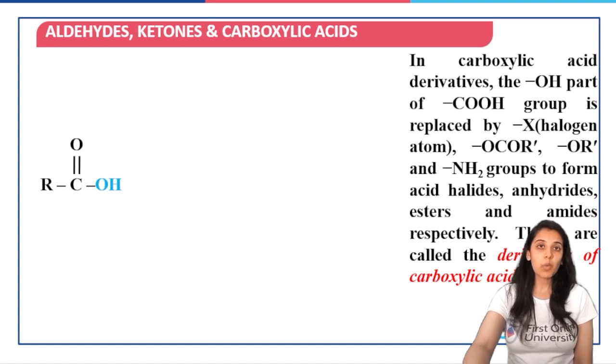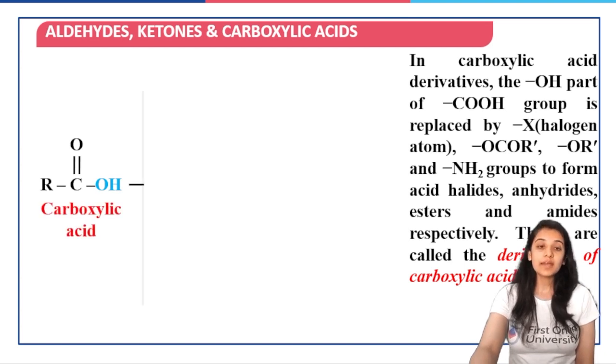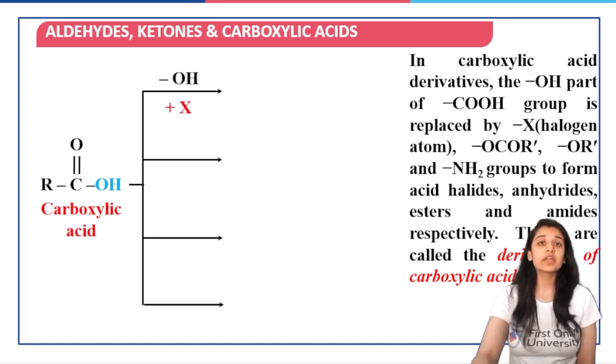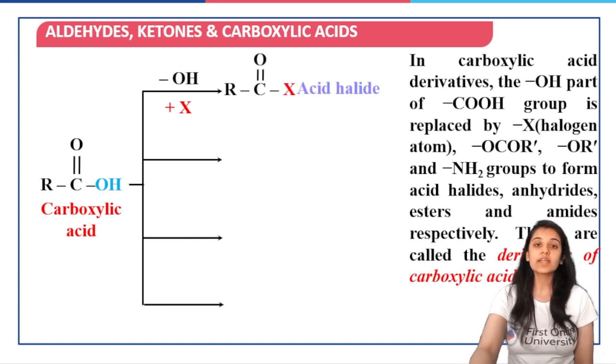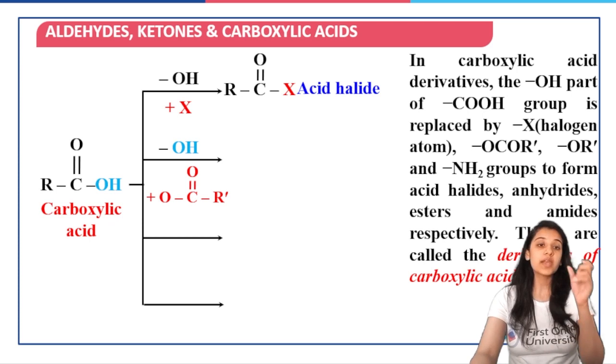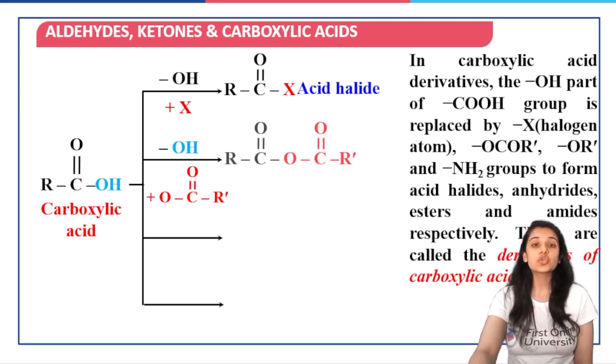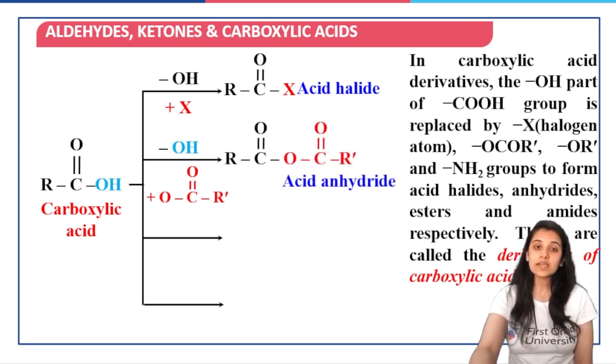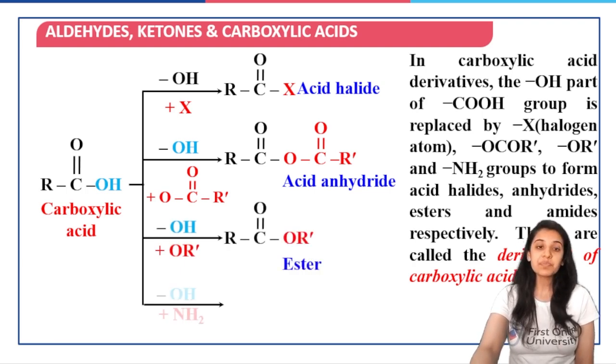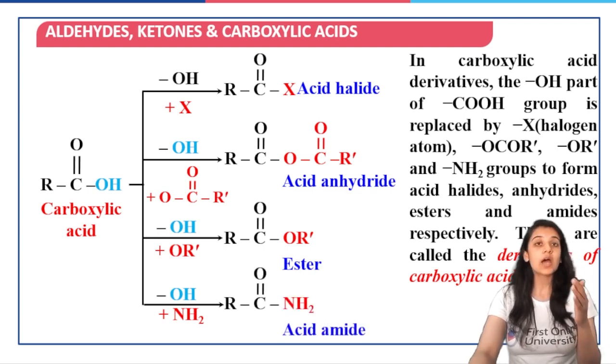So when we have a carboxylic acid, that is the carbonyl carbon has one R group and the other is an OH group, then this OH group, if replaced by X, will give me acid halide. If replaced by OC double bond OR, so another OCO group, then it is going to form anhydride, that is acid anhydride. If we have OR dash getting added up, we form an ester. And if we have NH2 getting added up, we form an amide.